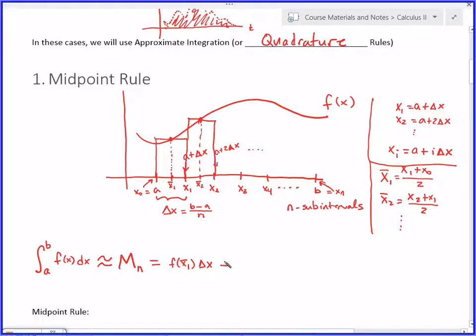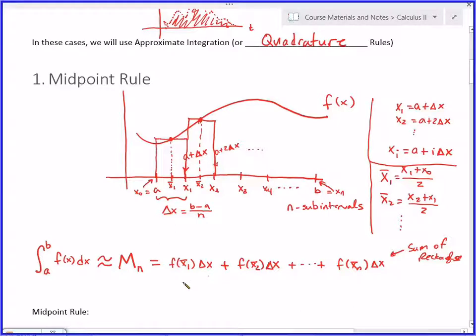What would be my second rectangle? Delta x. And then you just keep going, right? So you get all the way to f at x n bar times delta x. Okay? This is the sum of the rectangles.